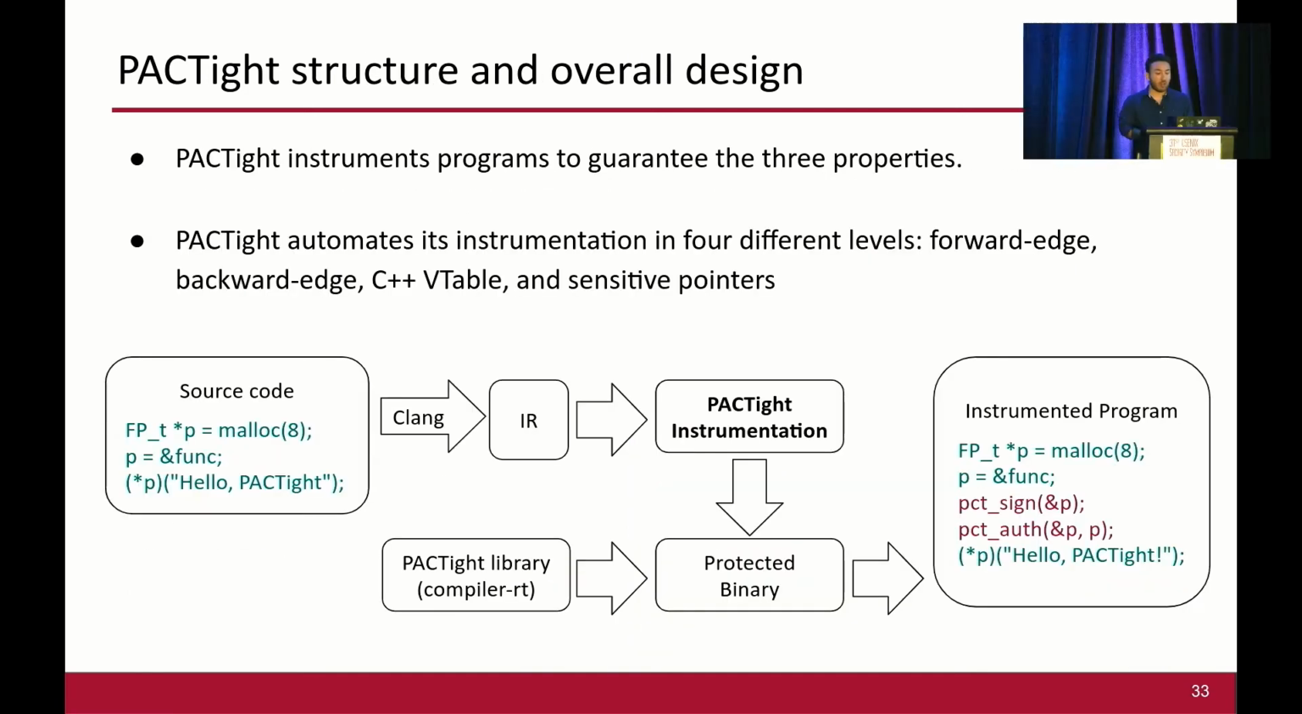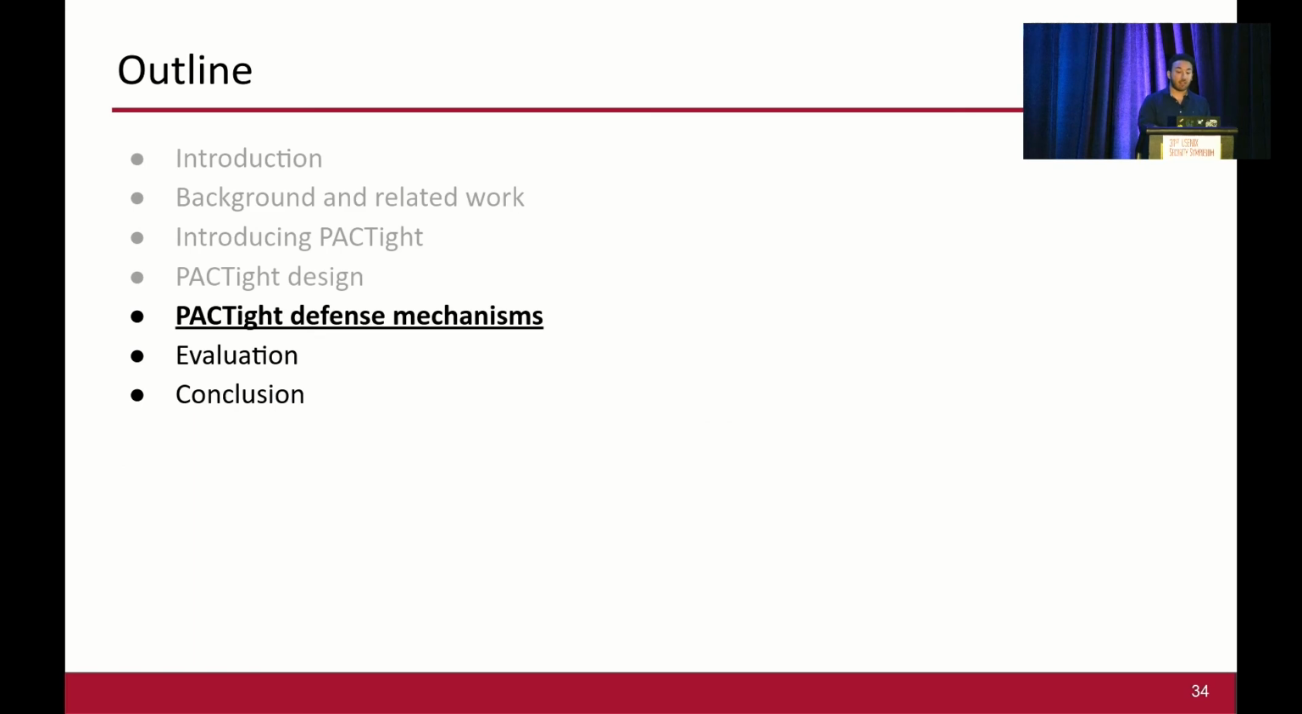Taking a look at the structure and overall design, PACTight's security properties are used as a framework to instrument programs. And the instrumentation itself depends on how broadly the properties will be applied. PACTight is composed of the PACTight LLVM pass that does static analysis on the LLVM IR and instruments the program with PACTight's functions. The result is an instrumented and a protected program. And this is a simplified example for the sake of the presentation, but we have more details in our paper. So next, I'll talk about PACTight's defense mechanisms.